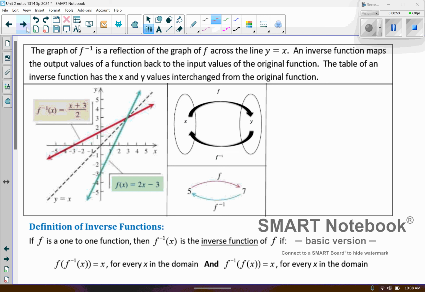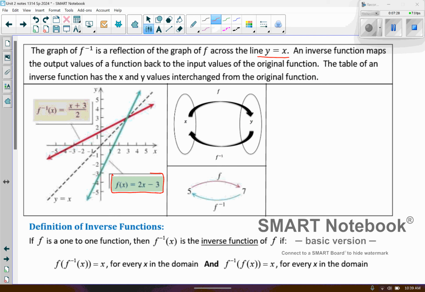So right here it says the graph of f inverse is a reflection across the graph of f. The reflection of the graph of f across the line y equals x. An inverse function maps the output values of a function back to the input values of the original function. So I just did an example of that on the previous page. The table of an inverse function has the x and y values interchanged from the original function. And so I left this little area over here so I could show you this.